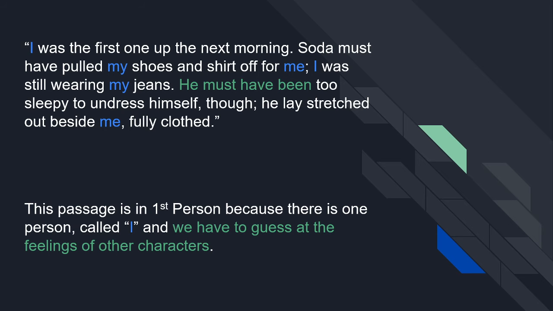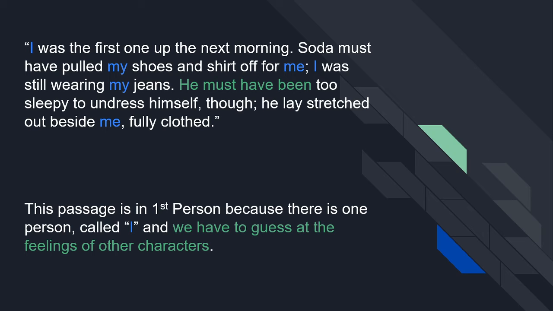Here's our next example. I was the first one up the next morning. Soda must have pulled my shoes off for me. I was still wearing my jeans. He must have been too sleepy to undress himself, though, as he lay stretched out beside me, fully clothed. This is, of course, from The Outsiders, and Soda and the narrator here are brothers. So don't get any crazy ideas.